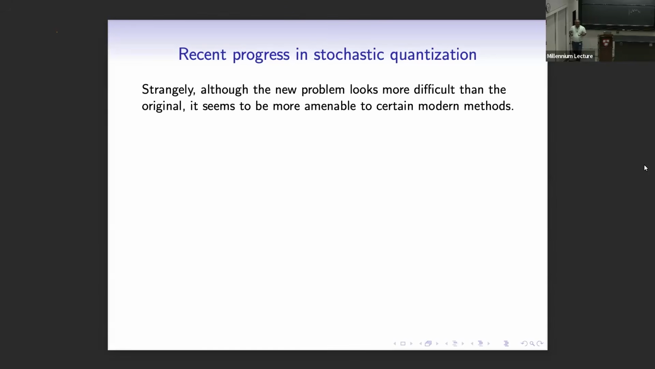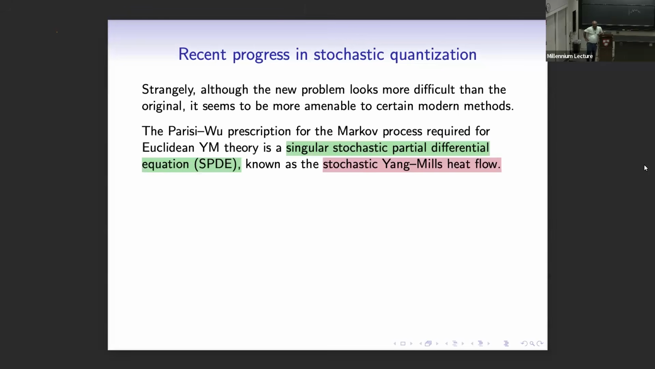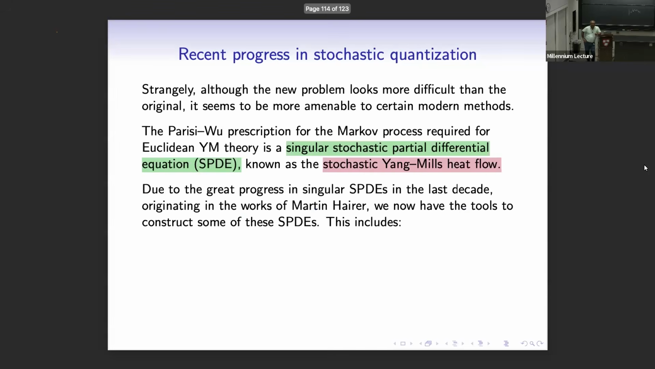But although the new problem looks more difficult than the original, it seems to be more amenable to certain modern methods. The Parisi-Wu prescription for the Markov process required for Euclidean Yang-Mills theory is a singular stochastic partial differential equation, known as the stochastic Yang-Mills heat flow. And as many of you may know, there has been great progress in singular SPDEs in the last decade, originating in the works of Martin Hairer. So we now have the tools to construct some of these SPDEs.